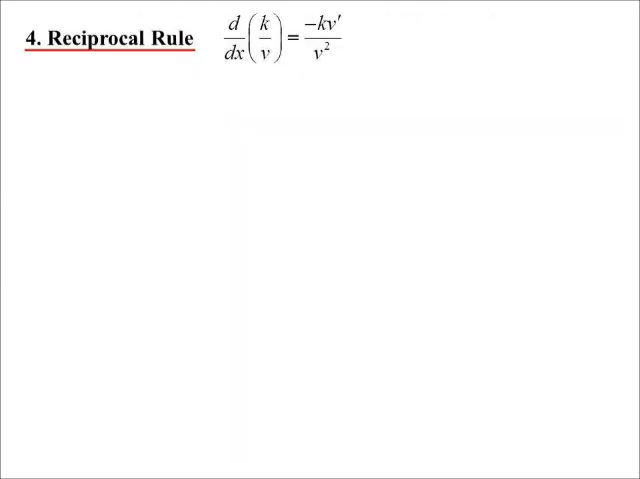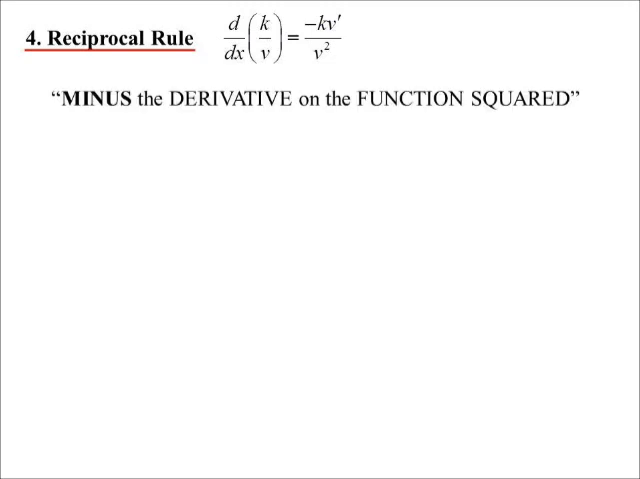Now I'm going to let you in on a little secret, only known by a handful of people. You won't find it in textbooks. Okay? It's what we call the reciprocal rule. Reciprocal rule. So it is a variation of the quotient rule, but instead of having a function divided by a function, on the top we have a constant. We have a constant. And so it's just simply minus the derivative on the function squared. Minus the derivative on the function squared.